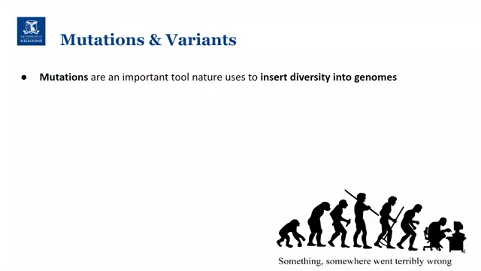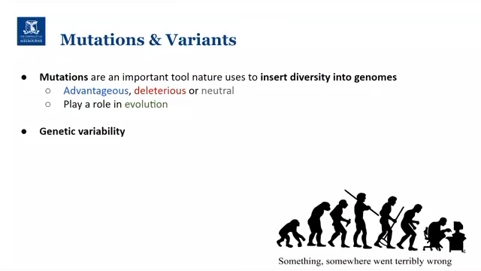So mutations are a very important tool that nature uses to insert diversity. And they can be advantageous, they can be deleterious, they can be neutral. So for instance, a deleterious mutation could be something that increases the risk of a given disease. An advantageous mutation could be something that gives you an important characteristic, that, for instance, increases fitness of a given organism, so the chances of it to succeed. Or they can just be neutral, and they happen by chance, but they do play an important role in evolution. So genetic variability is basically composed of the mutations and the genetic recombinations.